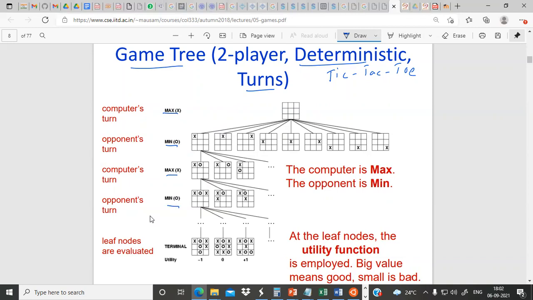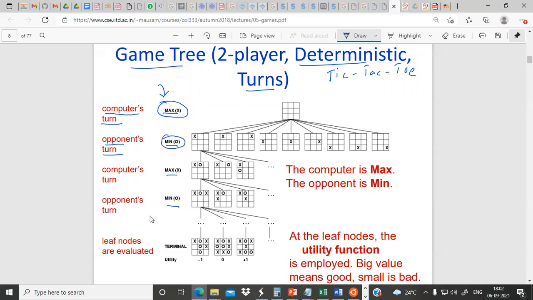We are trying to solve this from the computer's perspective. So we are assuming ourselves to be the computer and the opponent to be human, right? Whenever it is the computer's turn, the computer wants to maximize its result. Whenever it's the opponent's turn, the opponent wants to minimize the score of the computer.